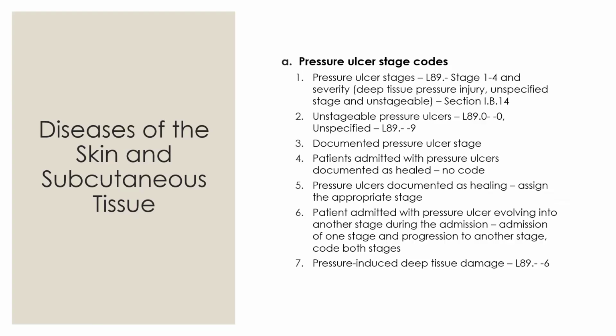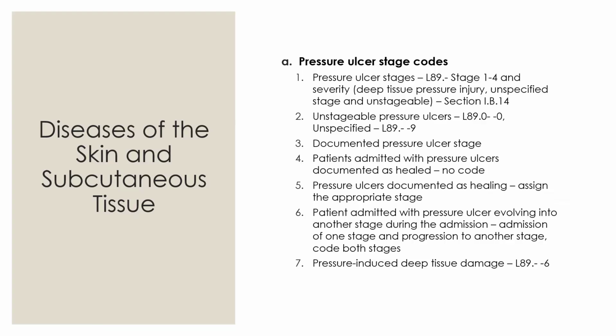Number 5, pressure ulcers documented as healing. Pressure ulcers described as healing should be assigned the appropriate pressure ulcer stage code based on the documentation in the medical record. If the documentation does not provide information about the stage of the healing pressure ulcer, assign the appropriate code for unspecified stage. If the documentation is unclear as to whether the patient has a current or new pressure ulcer, or if the patient is being treated for a healing pressure ulcer, make sure you query your provider.